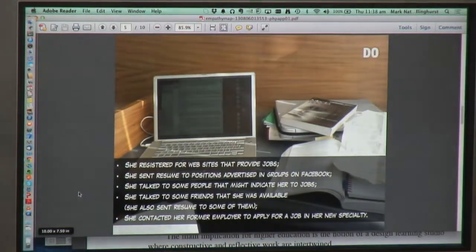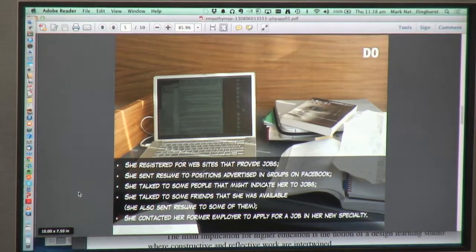And then the person can observe what she's been doing or ask what she's been doing over the last little while. So she's registered on websites that provide jobs. She's sent resumes to people. She's talked to people that might give her jobs. She's contacted her former employer to ask for a job in that area.